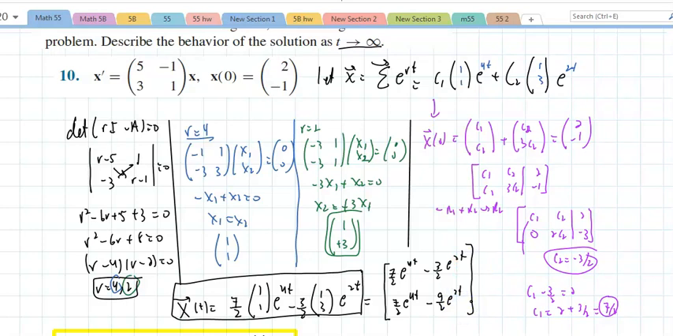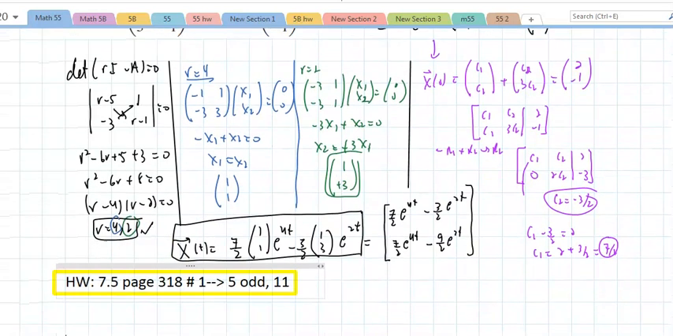So again, the case here: are those repeated? Are those distinct? Are they complex? 7.6 talks about complex, the last part, but we're not going to be able to do that. So there's the homework. And that concludes this section.